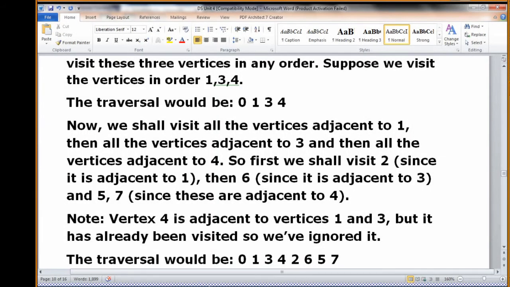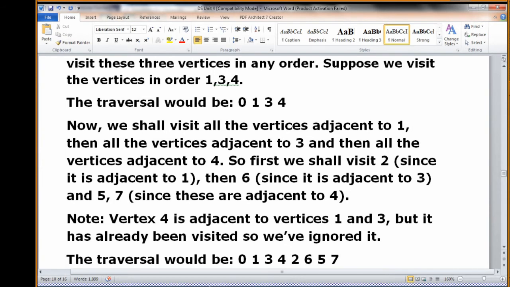So first you traverse 0, 1, 3, 4. Next 2, 6, 5, 7. 2 is adjacent to 1, 6 is adjacent to 3, and 5 and 7 are adjacent to 4. So you have to visit in the same order. After 0, 1, 3, 4 are over, 2, 6, 5, 7 is the second level.